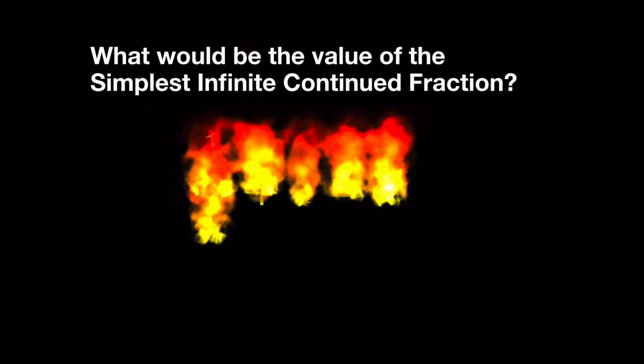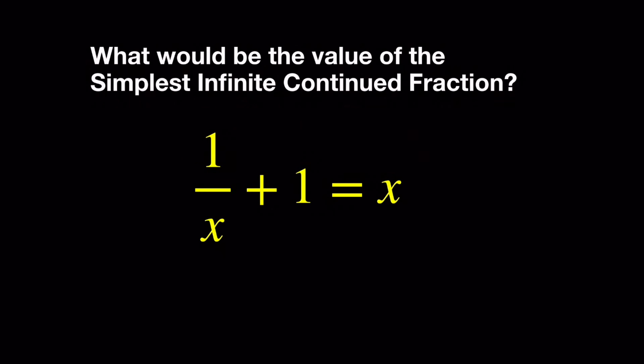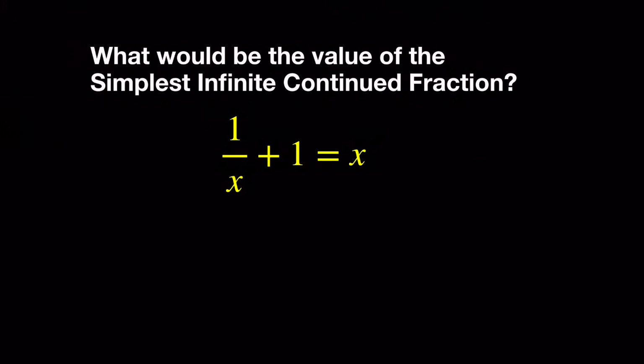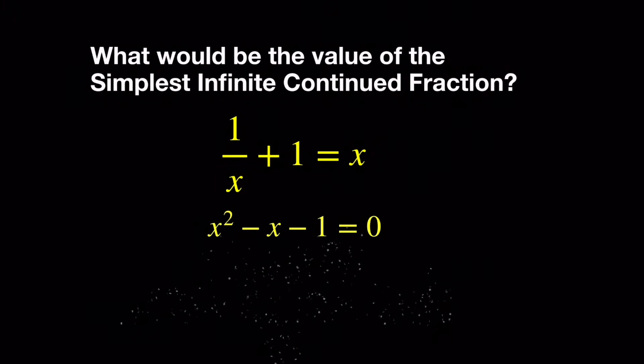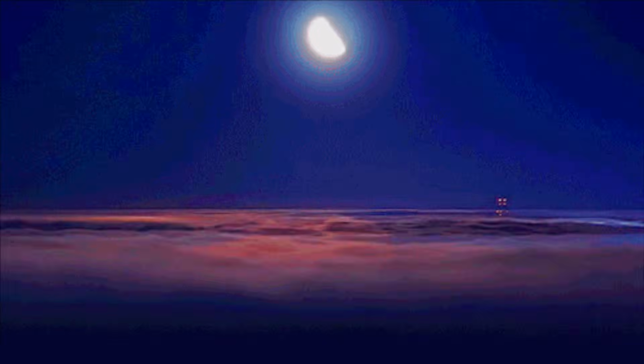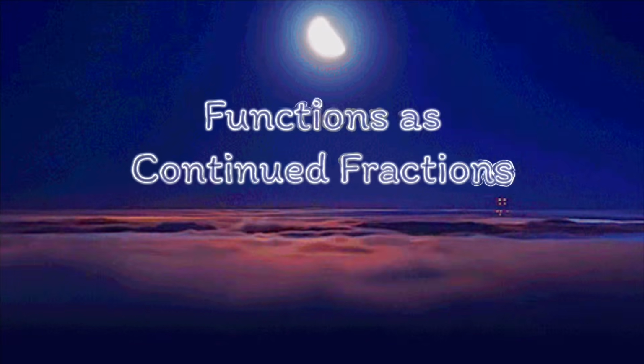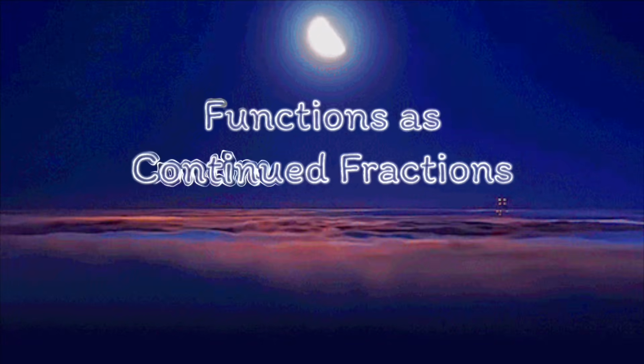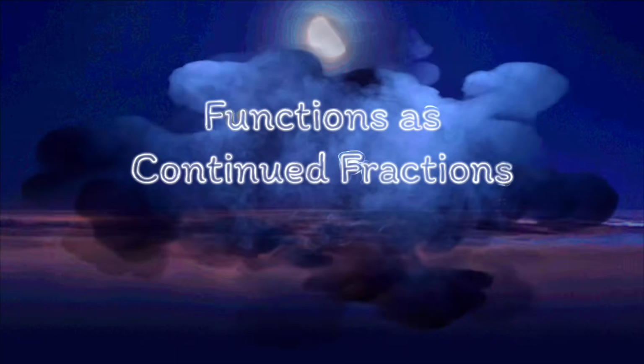So we get a closed form equation, an algebraic equation, which if we rearrange it is a quadratic equation, which has a solution of 1 plus radical 5 over 2, the famous golden ratio value. So the simplest infinite continued fraction is equal to the golden ratio, which begs the question, what do functions look like as continued fractions?